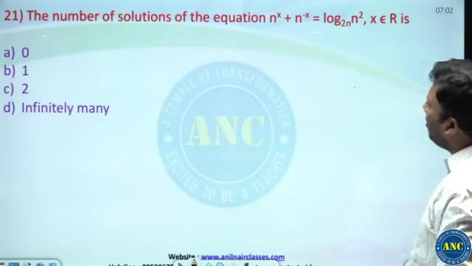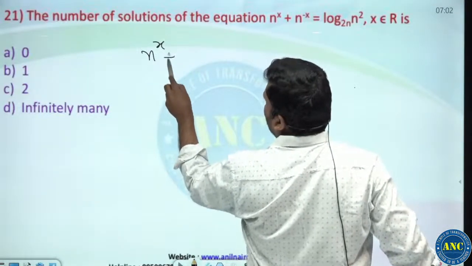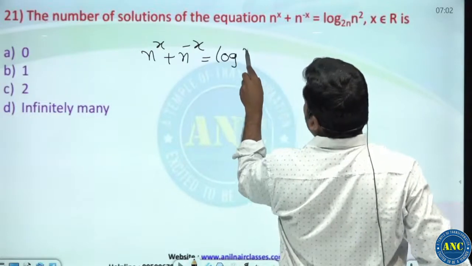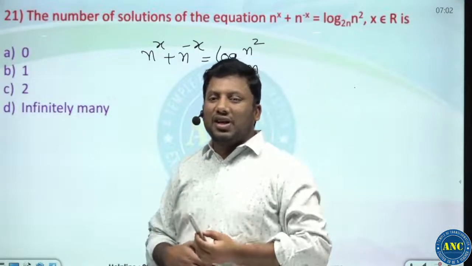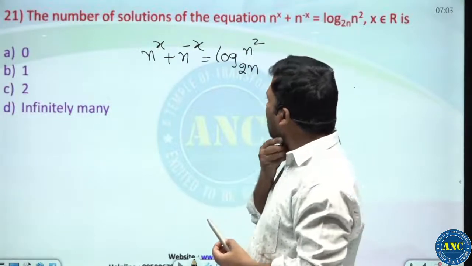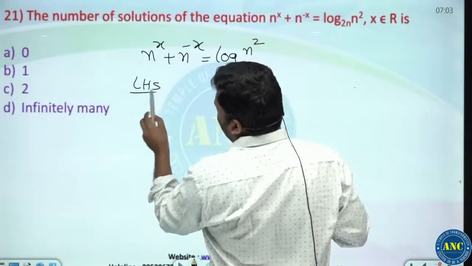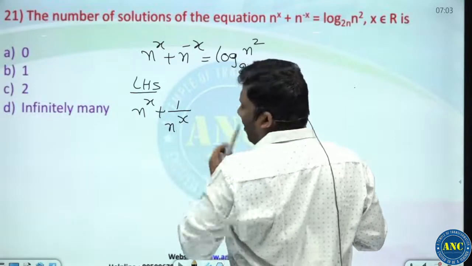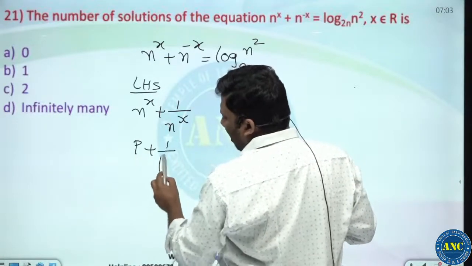The number of solutions of the equation n^x + n^(-x) = log of n square, base 2n. How many solutions will satisfy this equation? Now if you observe the left hand side, it is n^x, and n^(-x) is of the form 1 by n^x. If this is a variable, this is a reciprocal of its variable.